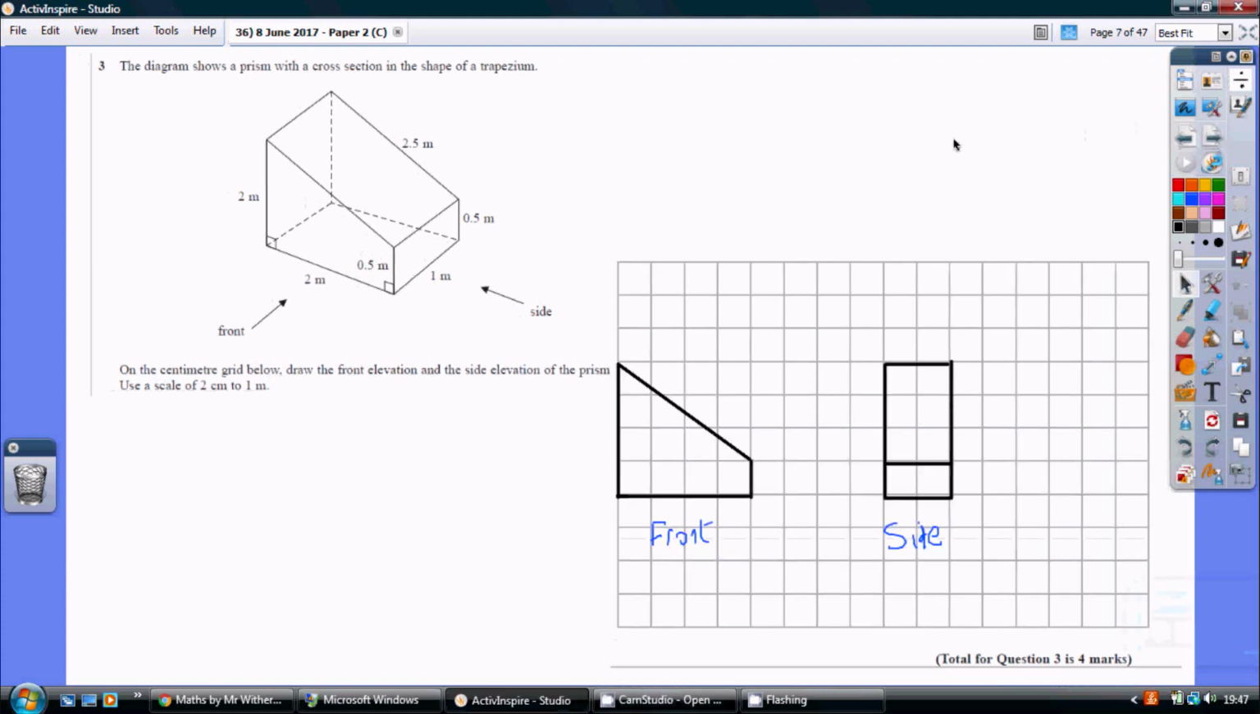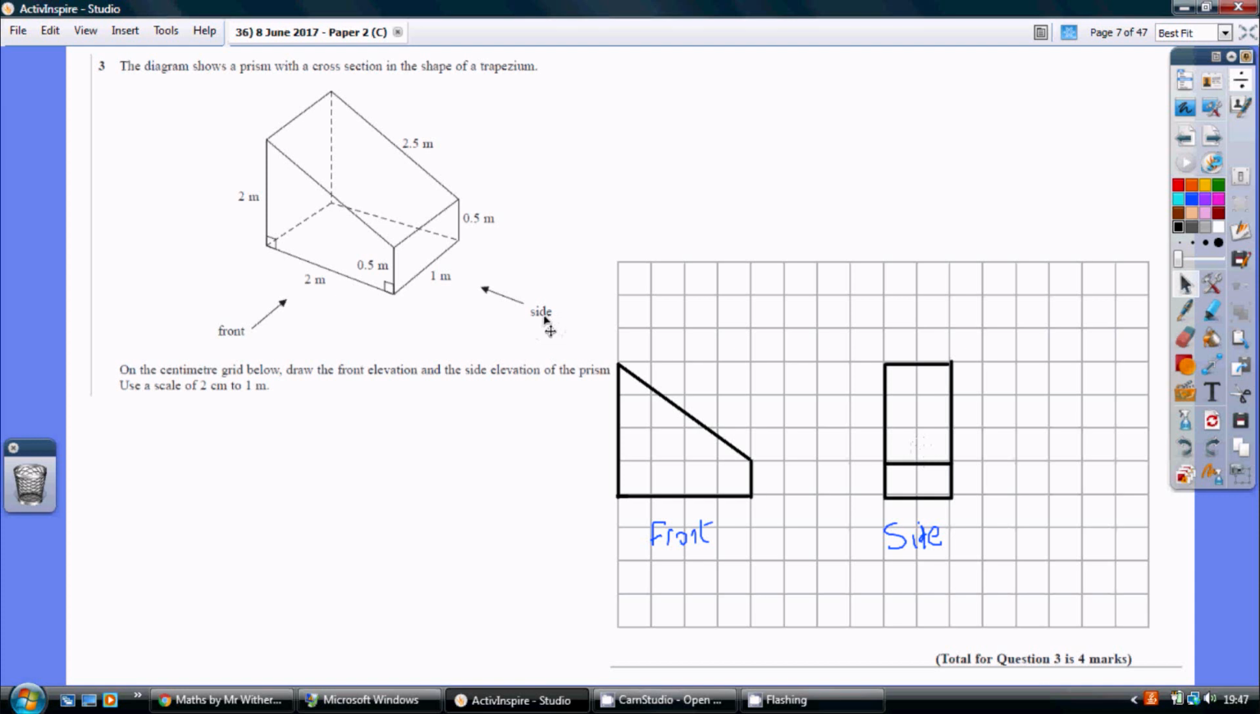So the front elevation is going to be looking just like this front view here, but remember, we're saying it's 2 centimetres, so 2 squares for every metre. So we're basically doubling all of these measurements. So 4 squares, and 1 square. Now for the side elevation, you're standing over here.